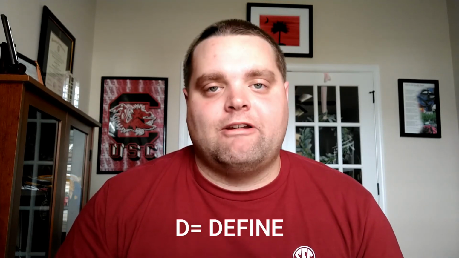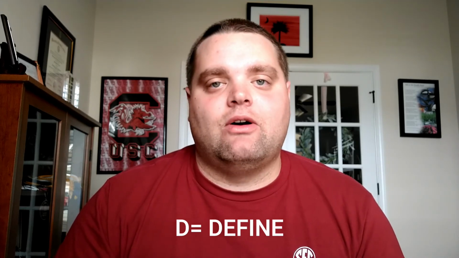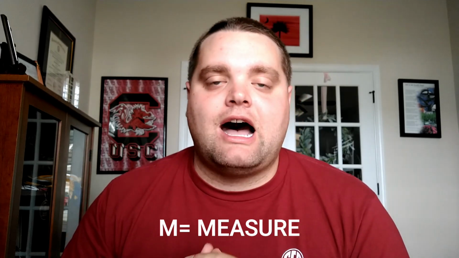It's DMAIC. And that is sort of the methodology that gets you through a Six Sigma process. So the first step, or the D, is define. Define your problem, define the issue that's going on. Then you get into the M, which is measure. Measure what's going on. What's your baseline? How's your current process operating?